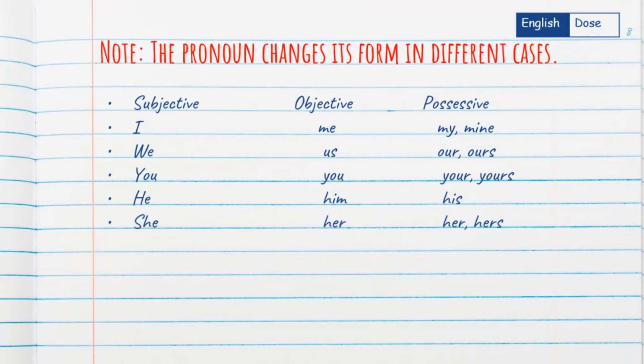Subjective case she, objective case her, and possessive case her, hers. Subjective case they, objective case them, and possessive case their, theirs. Subjective case it, objective case it, and possessive case its. Subjective case who, objective case whom, and possessive case whose.